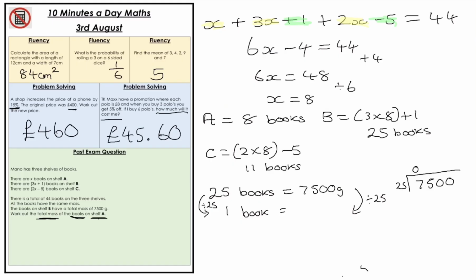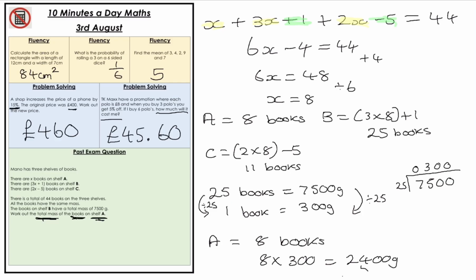25 goes into 7, 0. 25 goes into 75 3 times. 25 goes into 0, 0. So that means 1 book equals 300 grams, okay? Now, it wants you to work out the total mass of the books on shelf A. Well, A has 8 books. So that means we're going to do 8 times 300, which equals 2,400 grams. So the mass of the books on shelf A are 2,400 grams.